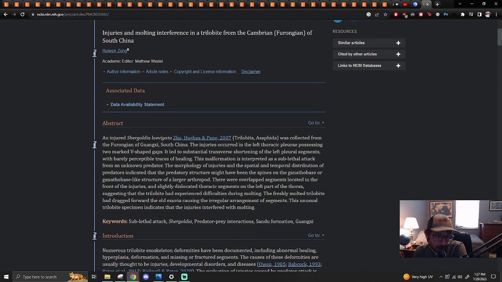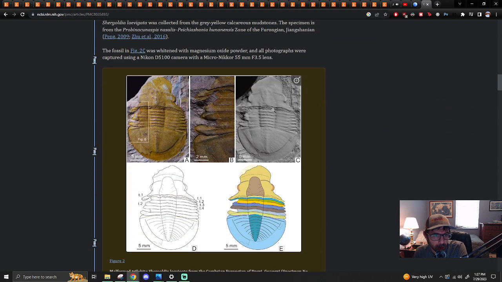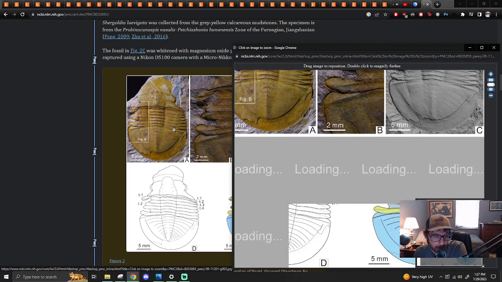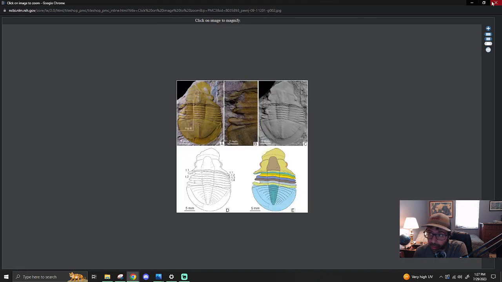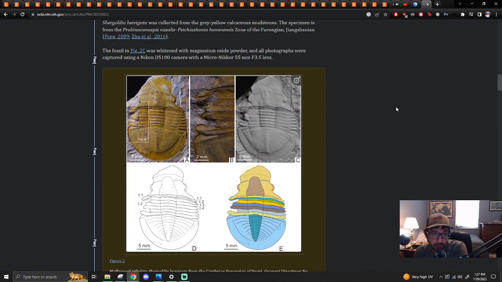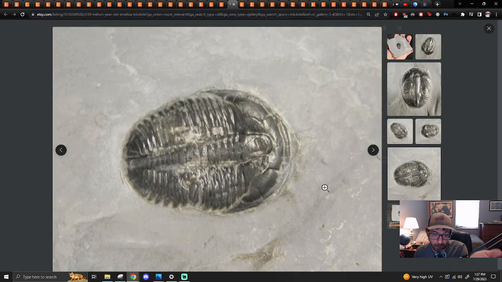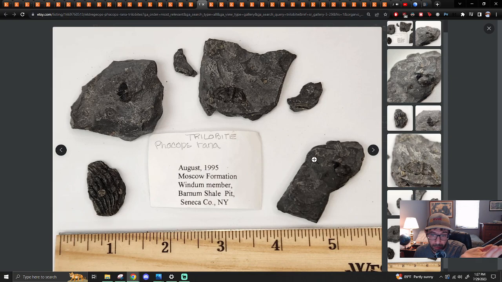So again, an injured trilobite was collected. Notice their focus is on the trilobite. There's no focus on the surrounding matrix whatsoever. We can't even see the surrounding matrix. We can't conclude anything about the surrounding matrix from this image. Where in the other one here, I'm looking at the surrounding matrix.